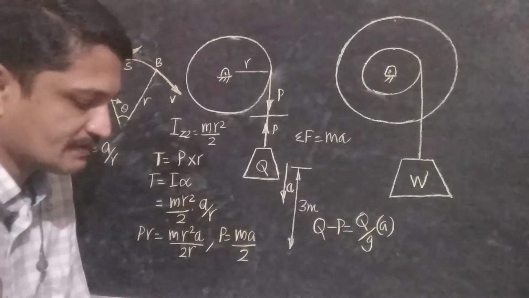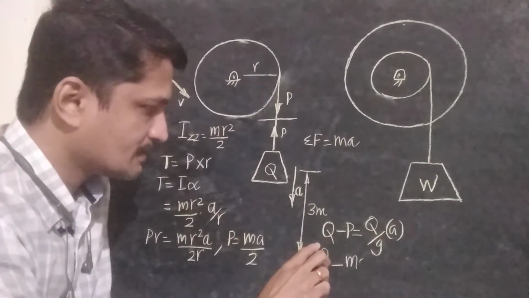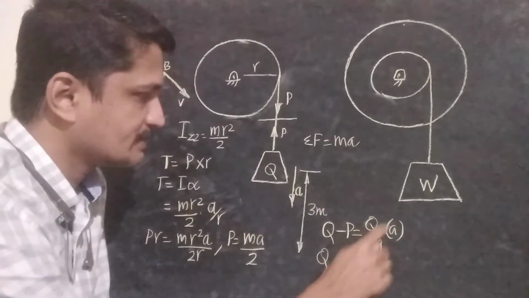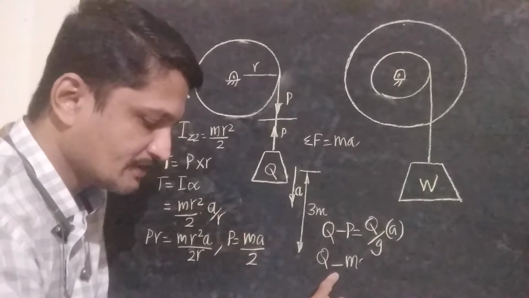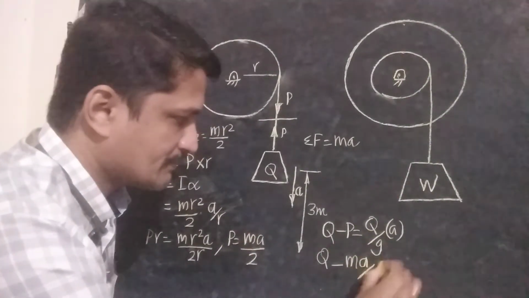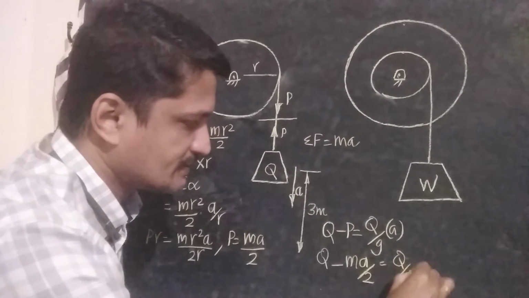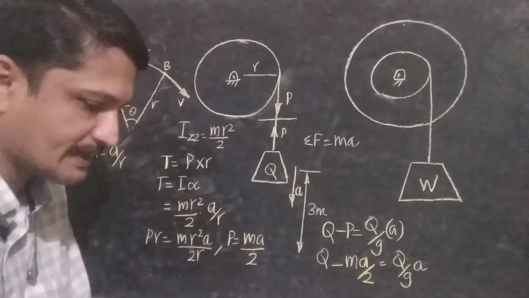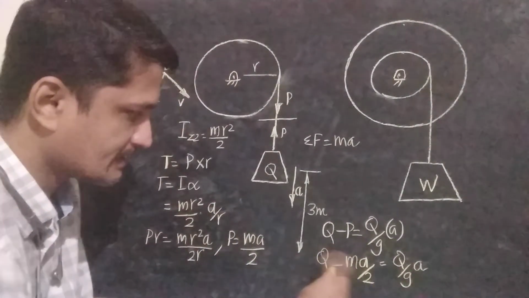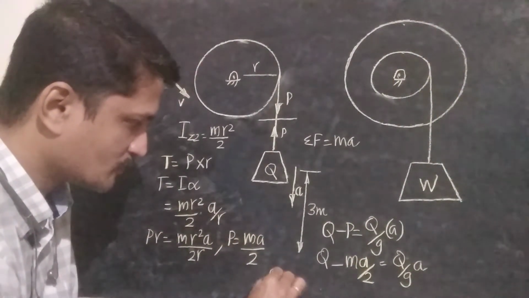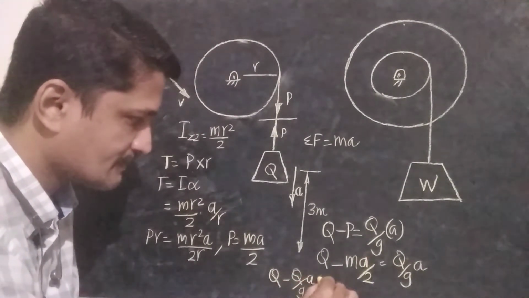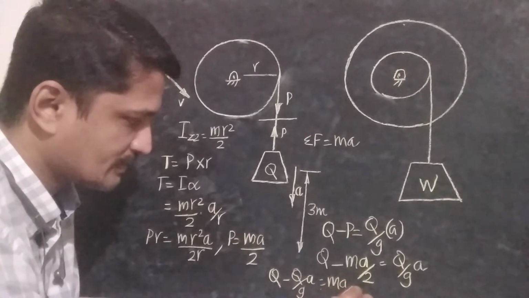This is the equation. Applying D'Alembert's principle, Q minus P is equal to Q by g into a. Then Q minus P, where P is ma by 2, is equal to Q by g into a. That means we can take Q by g into a here. Then Q minus Q by g into a is equal to ma by 2.